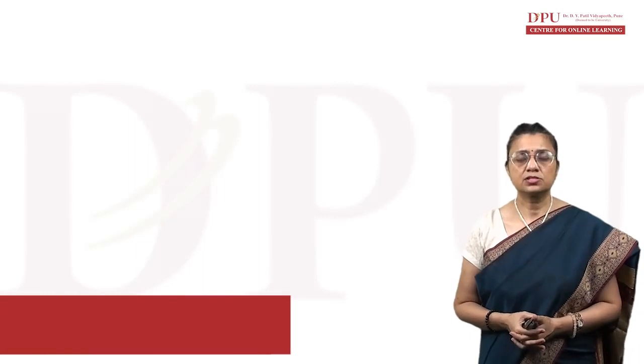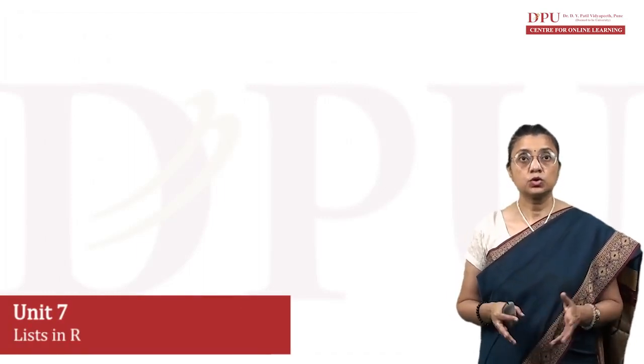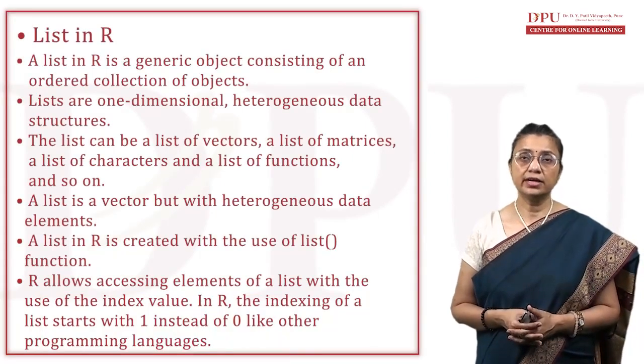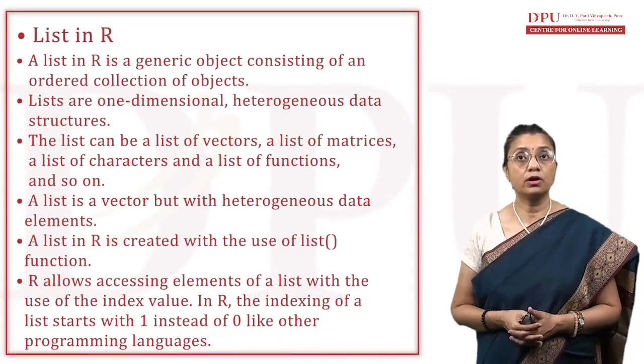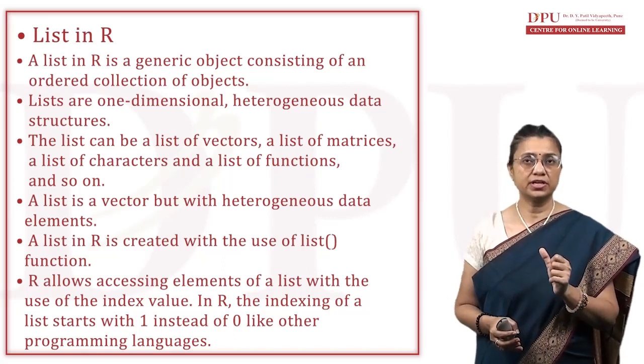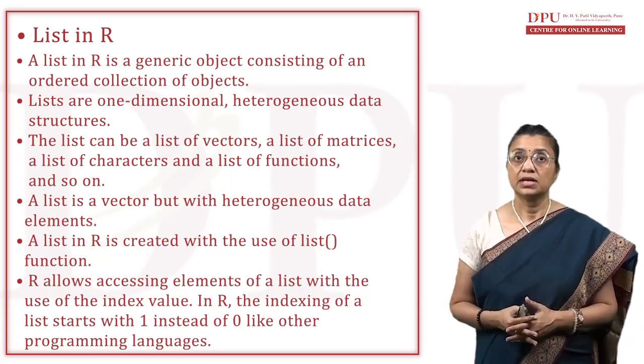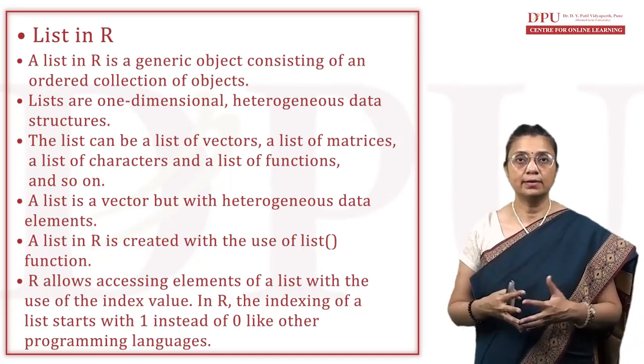Now, let's come to lists in R. What are lists in R? A list in R is a generic object consisting of an ordered collection of objects. We can say it is a generic object which has a lot of objects inside it. One thing. Second, lists are one-dimensional.